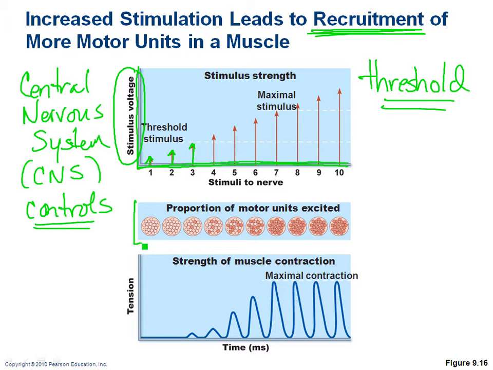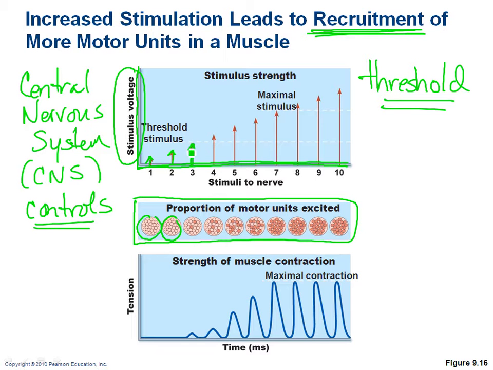We can see that here in the second little diagram. These are supposed to represent cross sections of skeletal muscles, and each of those little circles represents an individual motor unit within that muscle. So, first 2 stimuli, and again, this is input coming from the central nervous system trying to stimulate a particular muscle to contract. You don't have enough stimulation yet for any of the motor units to reach the threshold required to generate an action potential.